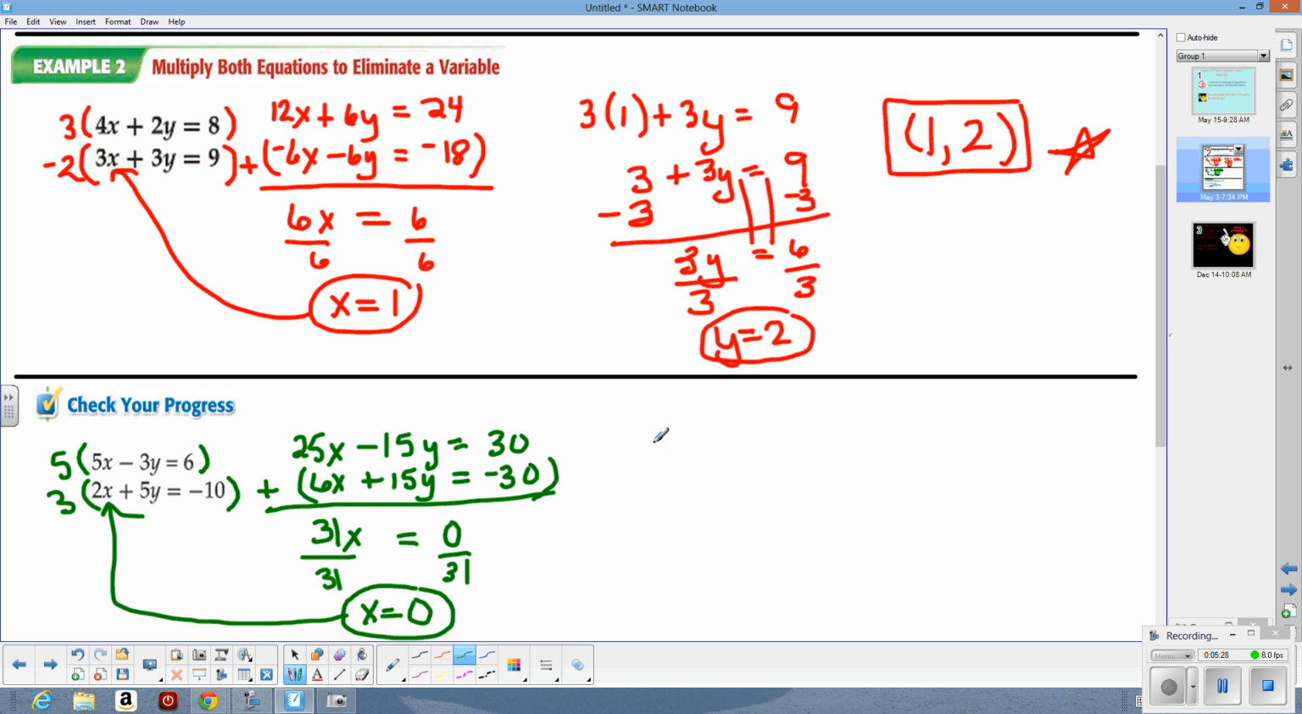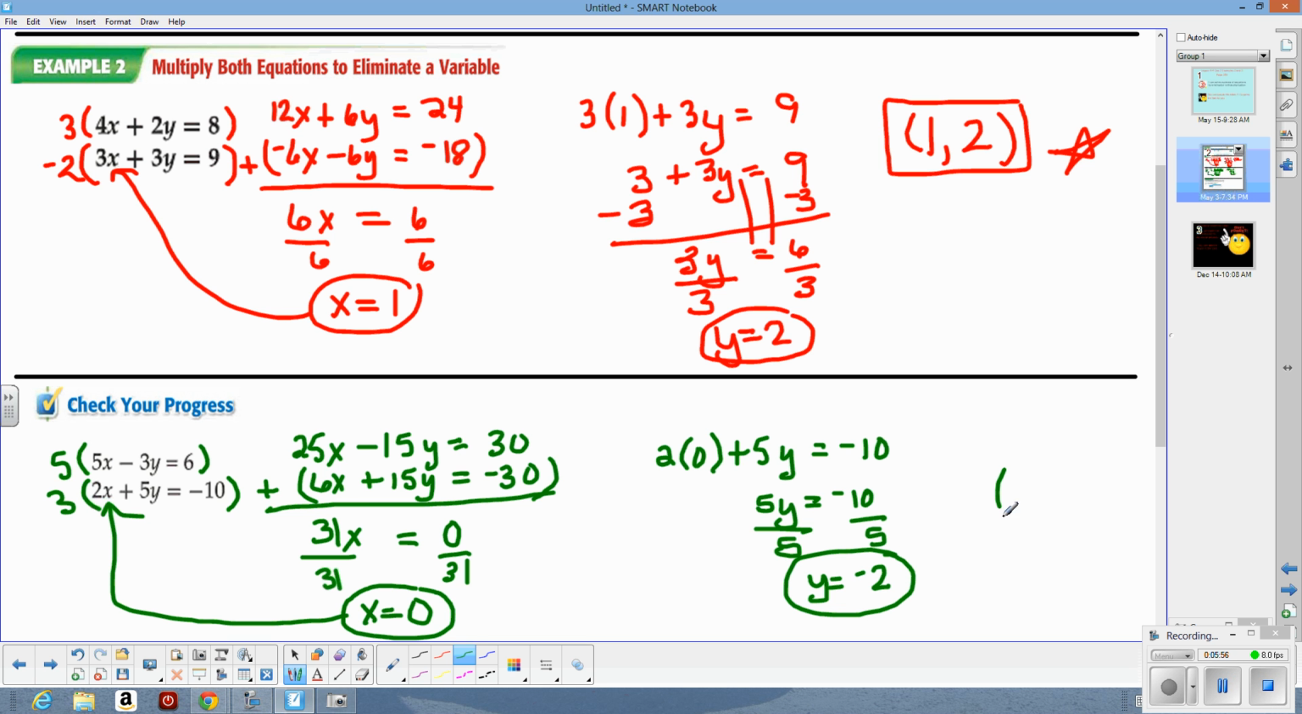Now you're going to take that answer for x and plug it into one of the equations. 2 times 0 plus 5y equals negative 10. 2 times 0 is 0, so this is really just 5y equals negative 10. Divide both sides by 5, and you have y equals negative 2. So then the solution is (0, -2). Once again, you can check your solution by plugging in 0 for x and negative 2 for y.